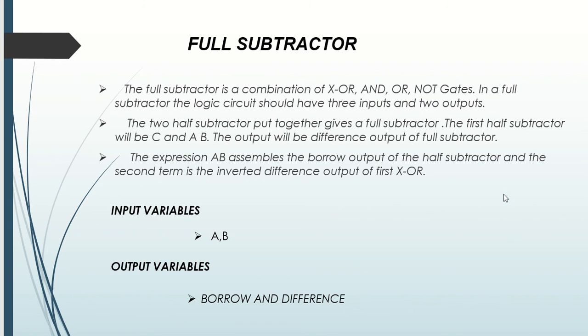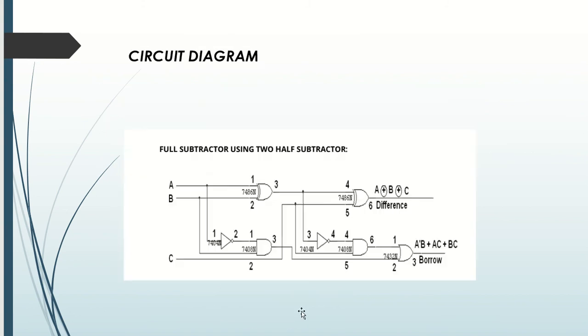The first half subtractor will be C and AB. The output will be the difference output of the full subtractor. The expression AB is the borrow output of the half subtractor, and the second term is the inverted difference output of the first XOR. Input variables are A, B and C, output variables are borrow and difference.